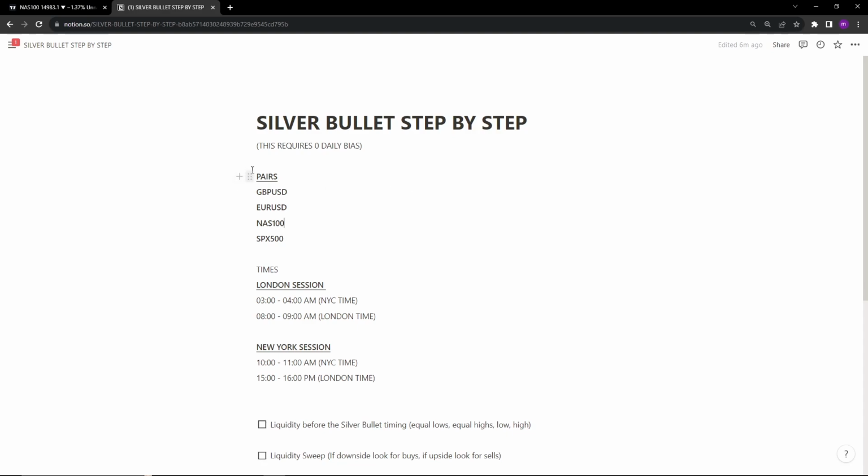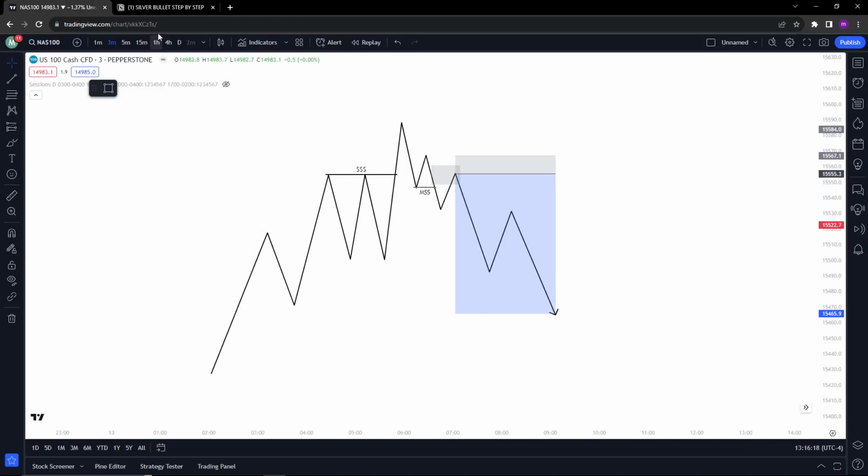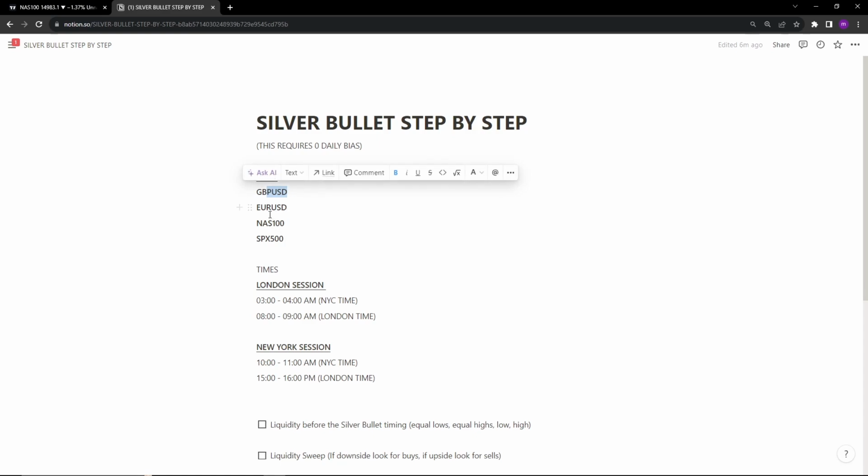Now, I'm just going to quickly go over the pairs we can trade and the times so you guys do not get confused. The pairs that we can trade are the pairs that I like to trade on. The one that I prefer the most is NAS 100. It's the one that I've seen work the best, which I'll show you guys on the chart example. But it's GBP/USD, EUR/USD, NAS 100, and SPX 500.